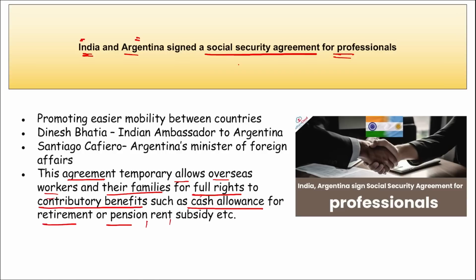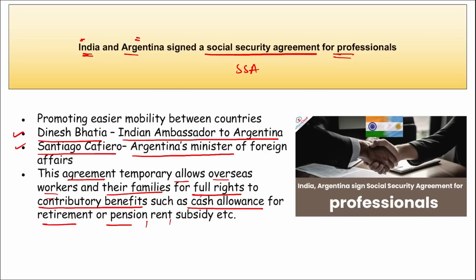Then this social security agreement, that is SSA, it was signed between Dinesh Bhatia, who is an Indian ambassador to Argentina, and Santiago Cafiero, who is Argentina's Minister of Foreign Affairs. Do remember these two names, and the country that, along with India, has signed a social security agreement for professionals, it is Argentina. Right? Which is it? It is Argentina.